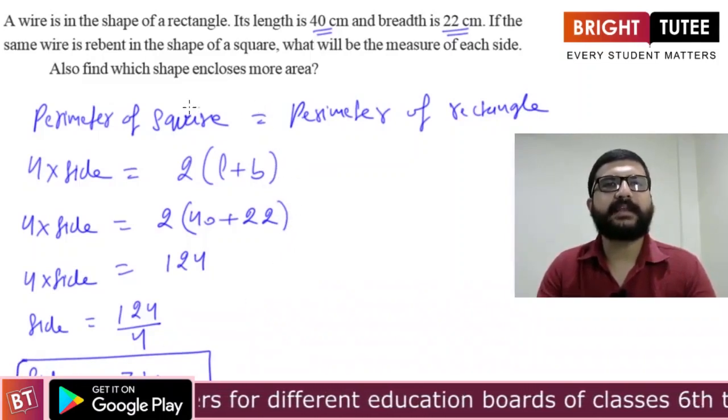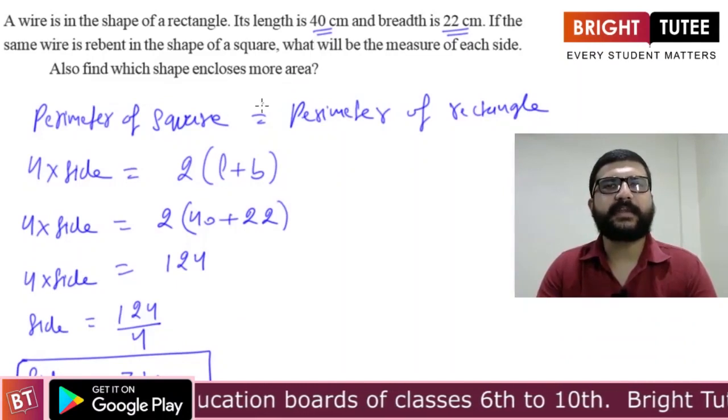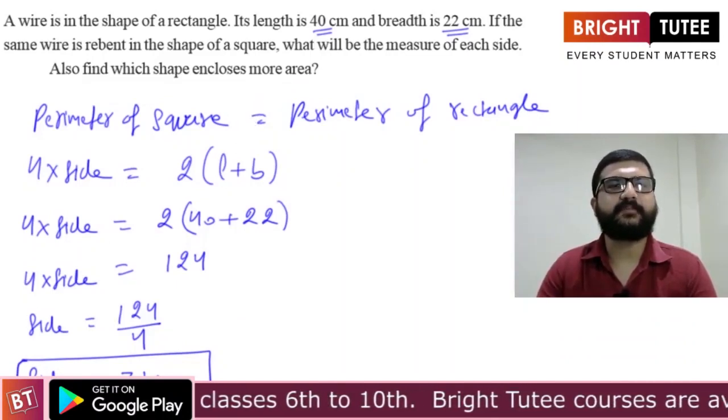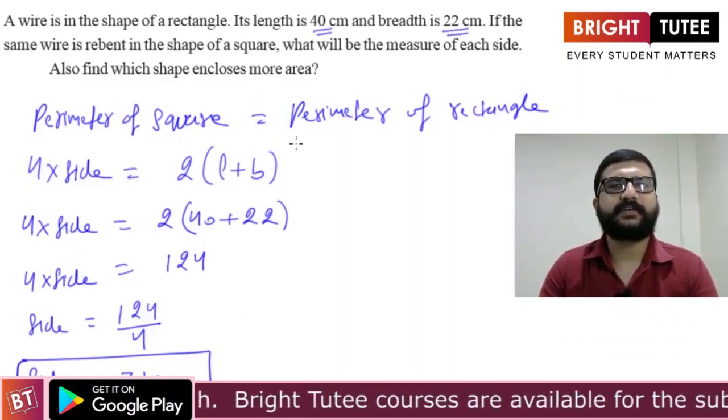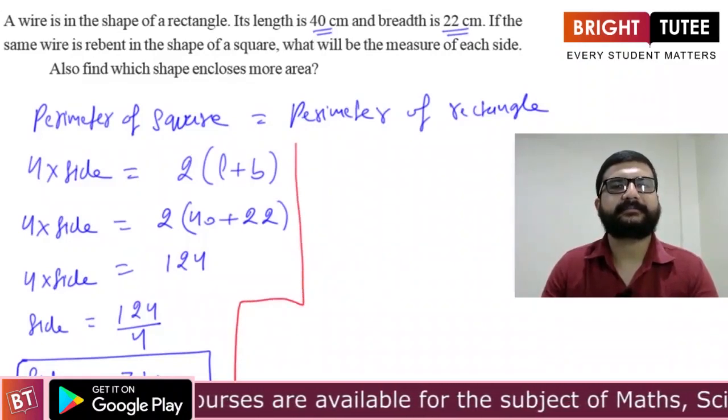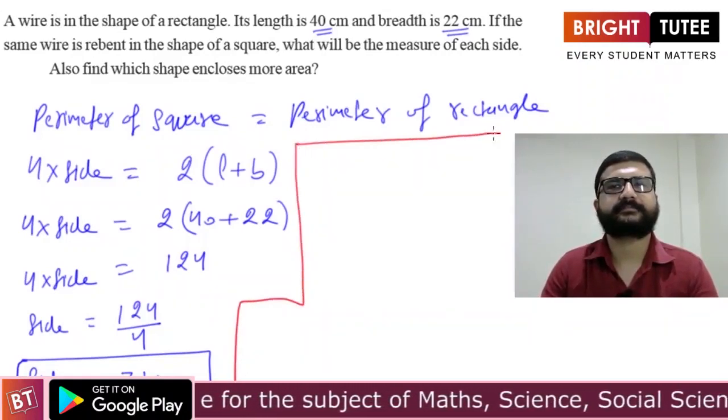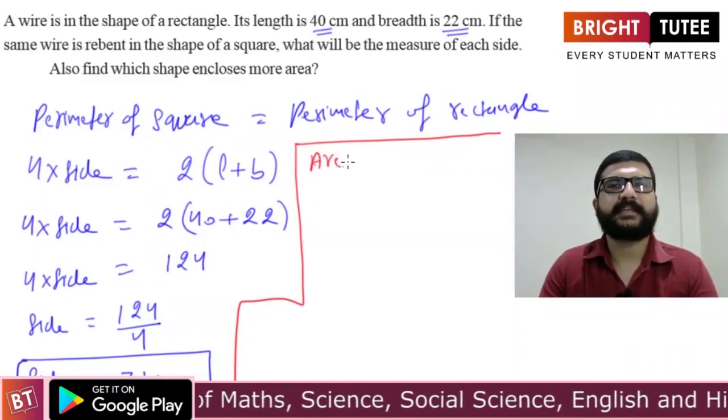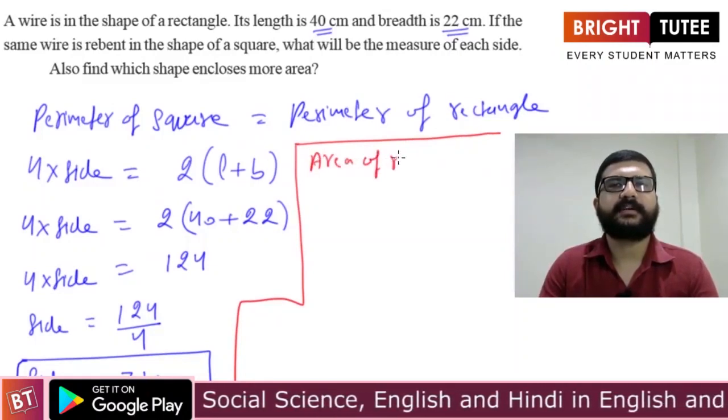Now what we have to tell? We have to tell which shape encloses more area. For that we have to find area of both the shapes. So first of all, let's find area of rectangle. So area of rectangle.